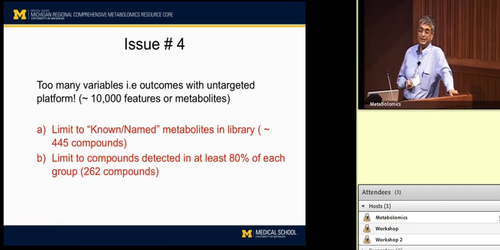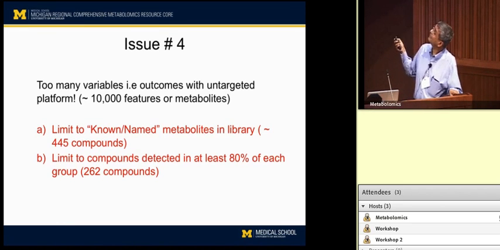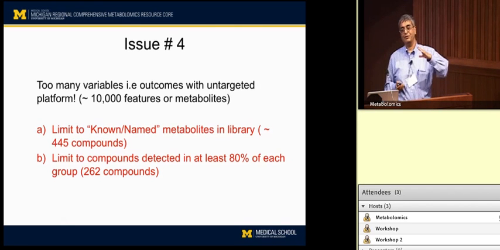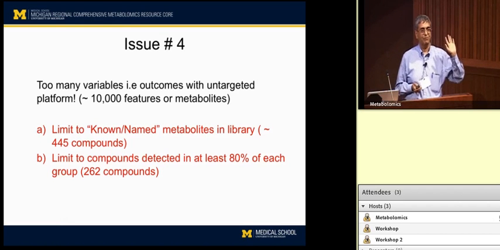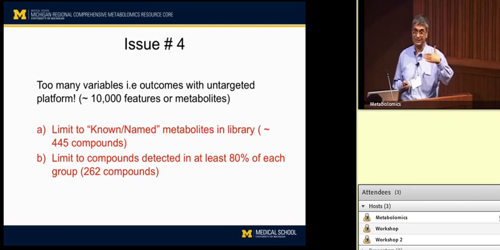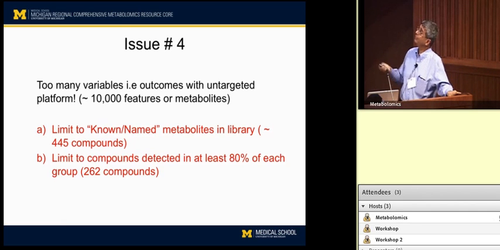The second thing we did was limit to compounds detected in at least 80% of each group. So in other words, if a compound was detected only in about 10% of one group, like only 4 subjects, that is gone. That is thrown out. It has to be present in the majority of the patients in both groups for us to say that this is something we want to consider. That cut it by another half, and we come up with 262 compounds.